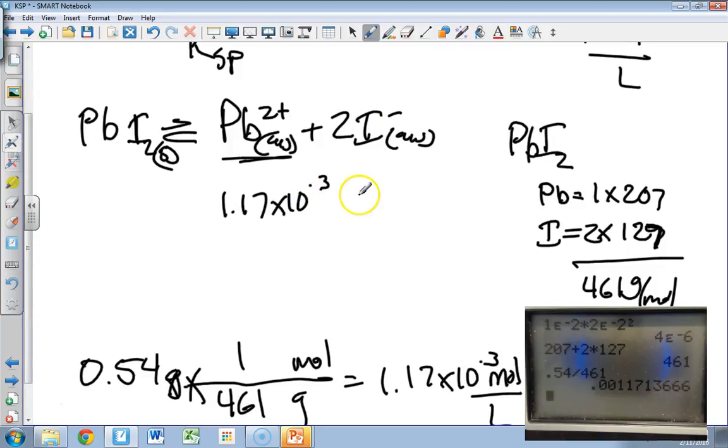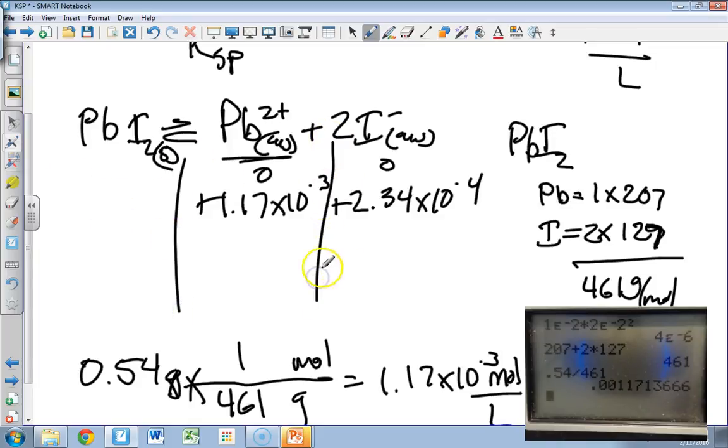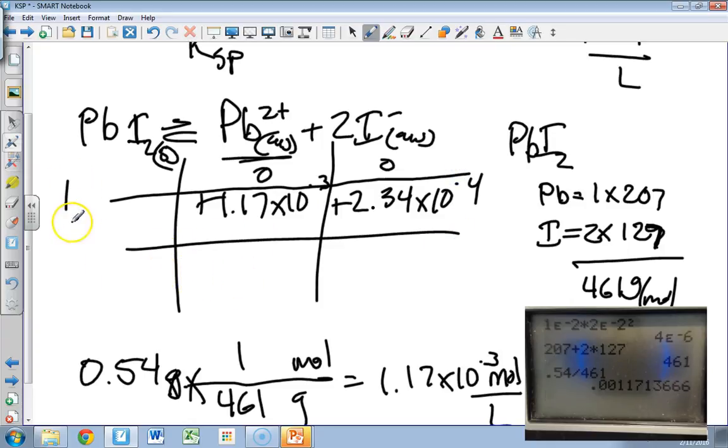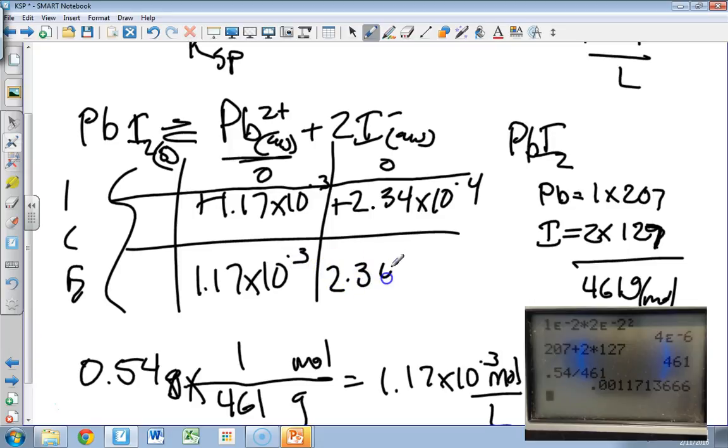Okay, and then this is 2 times that, so it's 2.34 times 10 to the minus 3. Okay, 0, 0, plus, plus. All right, we're doing our IC chart. I'm progressively getting worse at writing my IC charts. Okay, and so in the end, IC, remember this doesn't matter because it's a solid, so this is 1.17 times 10 to the minus 3, and this is 2.34 times 10 to the minus 3. I don't know why I doubled it.